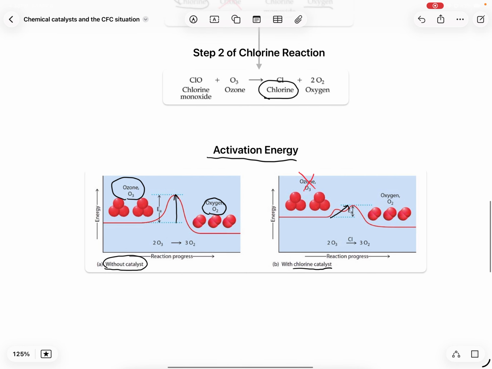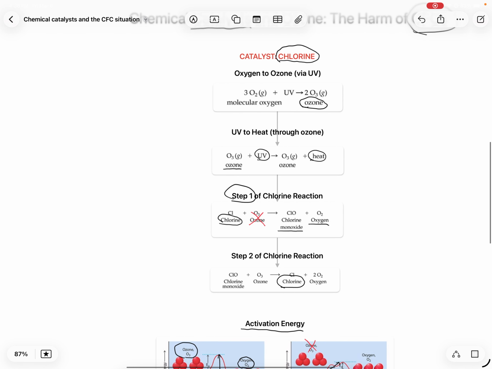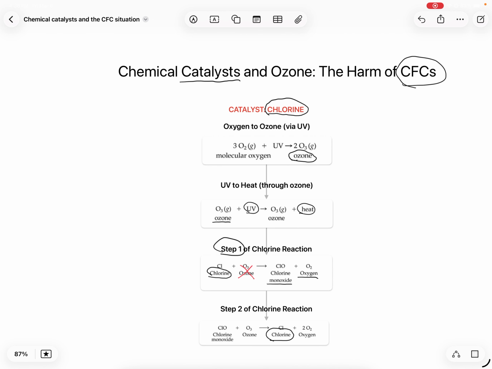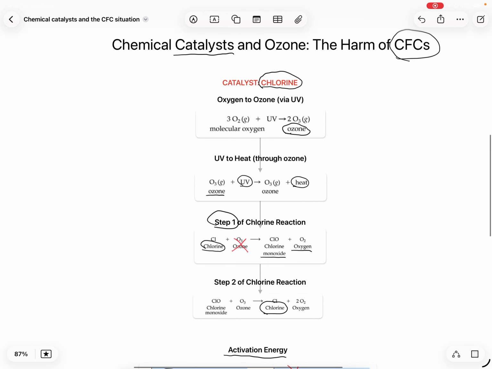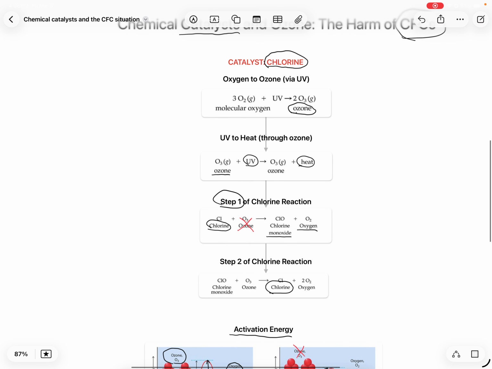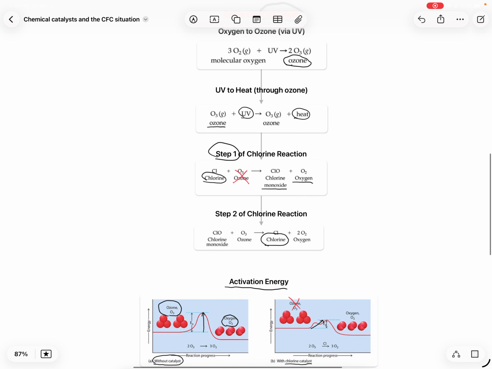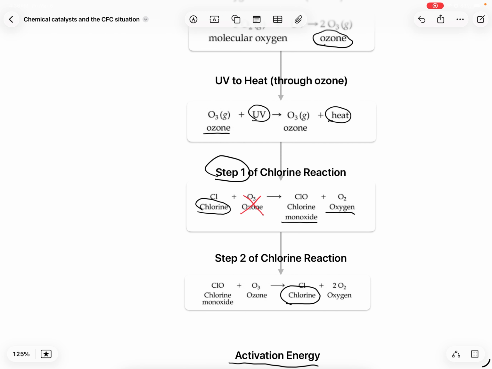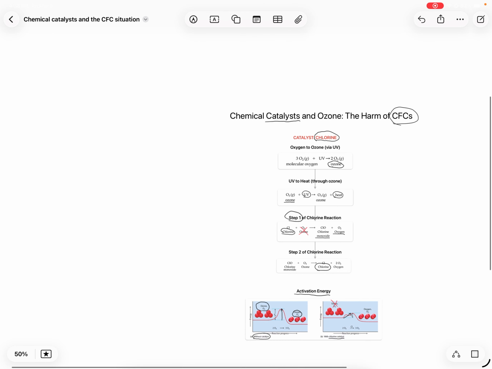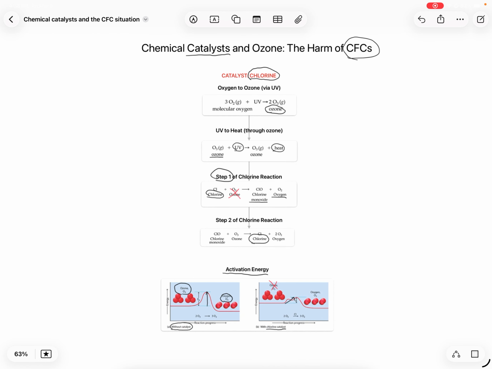Okay, so there it is, the summary of CFCs, chemical catalysts, and their harm to the environment. In this video, we looked at the different stages of reactions involving the chlorine catalyst: the oxygen to ozone reaction, then UV converts to heat, then steps 1 and 2 of the chlorine reaction, where the ozone is completely cut out. Okay, and that's the overview of CFCs and chemical catalysts.